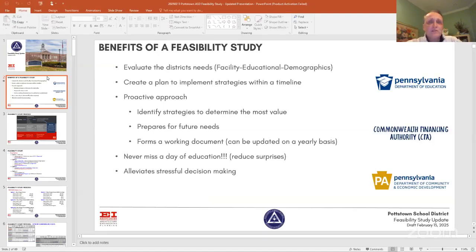It also prepares the district for future needs, and our document forms a working document that can be updated, whether it's monthly or yearly. They really act as a guiding light to get you from point A to point B. We tend to focus on looking 10 years out for a lot of the different strategies that a district could use. One of the most important things, and Bronson hit this home, is you never want to miss a day of education. If you can have some sort of certainty and reduce your surprises, it alleviates a lot of stressful decisions or angst moments. That's the purpose of the feasibility studies, really to be proactive, forward thinking, and to attack things before they become a significant issue that will negatively impact your facility or, God forbid, education.